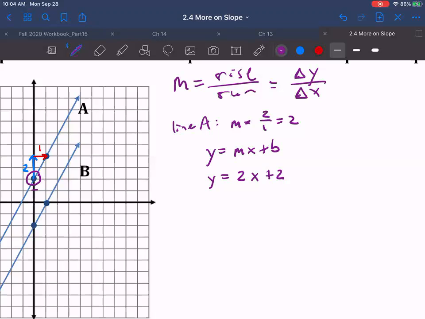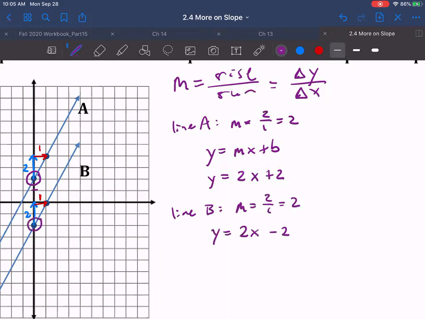If I go over to do the next line, I can again do this rise, which is a rise of 2, and then a run of 1 in order to get back over on the line. So I have a 2 and a 1 again. So for line B, I have a slope equal to 2 over 1, which is 2. And this gives me y equals, again, mx, so 2x. But this time my b is not that positive 2. It's actually down here at negative 2. So I'd have 2x minus 2 for that one.